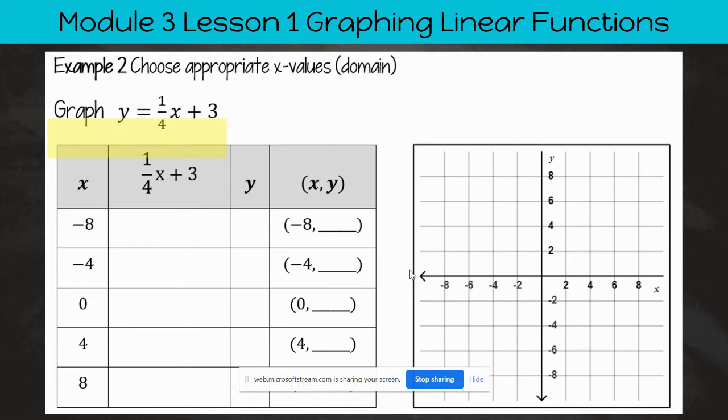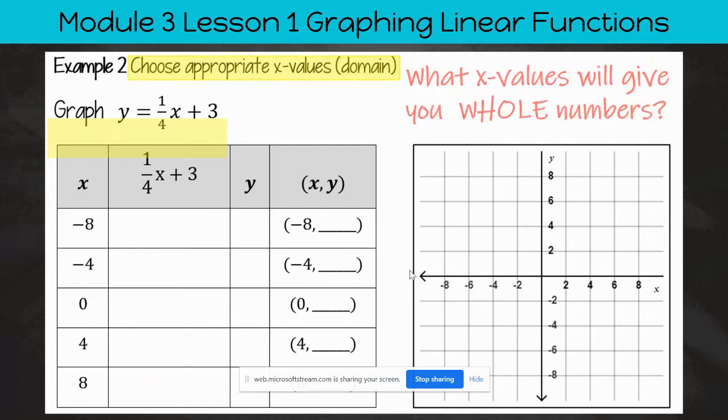And so here we need to ensure that we are selecting the best x values so that we get a whole number. Okay, so in order to get a whole number, we have to think of multiples of 4 because 4 is in our denominator of this fraction. So if we have a fraction for a coefficient, we need to use multiples of 4 in order to get whole numbers. So first we're going to plug in -8 and then -4, 0, 4, and 8.